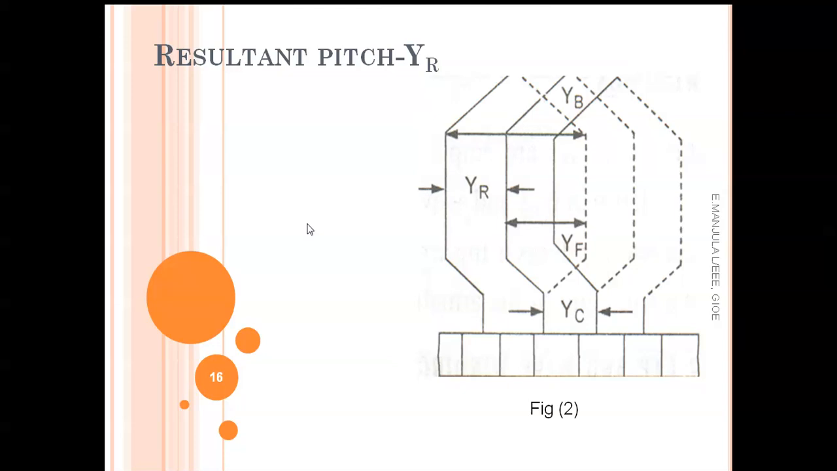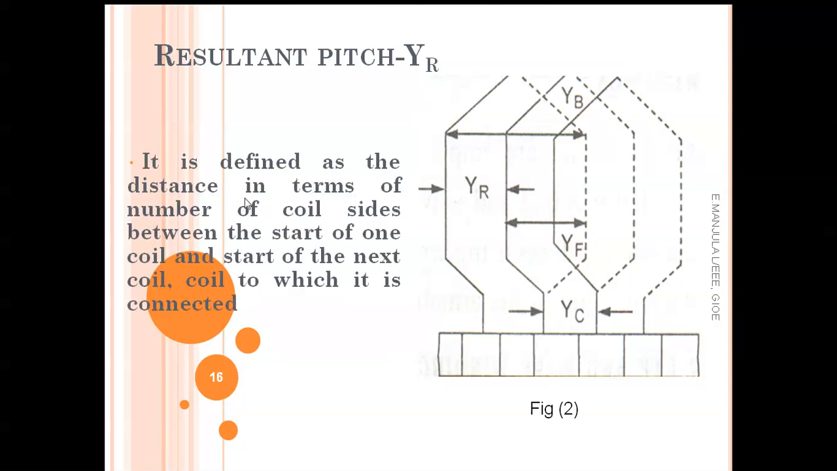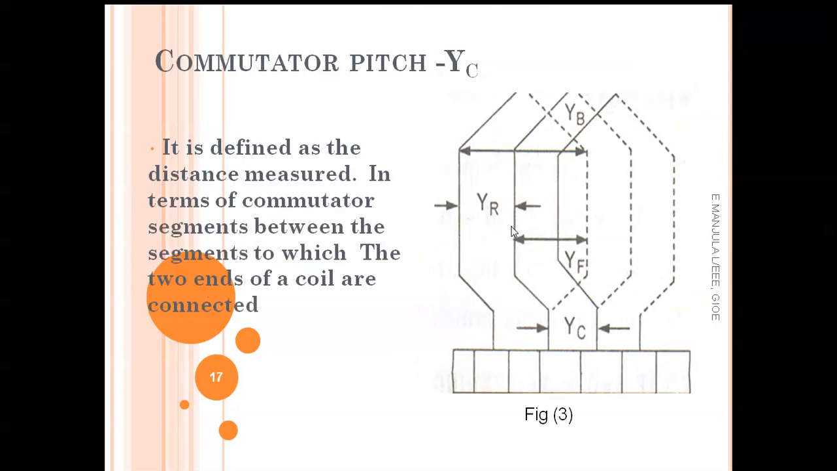So what is the resultant pitch? It is defined as the distance, in terms of number of coil sides, between the start of one coil and the start of the next coil to which it is connected. So this is the start of one coil here and the start of the next coil. The distance between these two starting coils is the resultant pitch, which is YR.